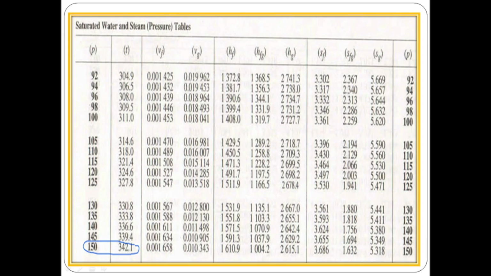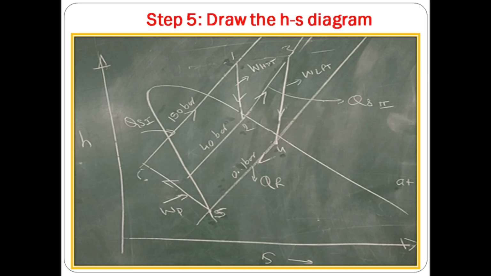Once you know all the inlet conditions of the turbine, the next step is to draw the HS diagram using the above data. H corresponds to enthalpy, S corresponds to entropy. Basically in the HS diagram we have three pressures. One is the boiler pressure, that is 150 bar. Another is the reheating pressure, 40 bar. The last one is the condenser pressure, 0.1 bar. We already got the inlet turbine condition, that is a superheated condition.